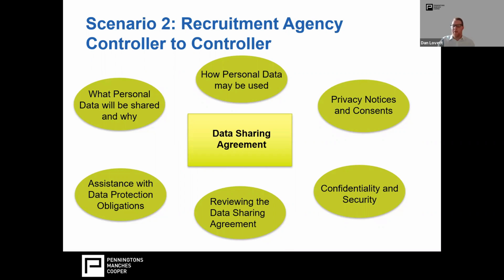Much like you'd fill out a service agreement with the details of the service provider, we need to understand what personal data is being shared between these entities and why. And then this links into how personal data may be used. There's definitely data protection considerations here. For example, the recruiter may not want the employer publishing candidate CVs or data, or even providing them to perhaps other recruitment agents or its competitors.